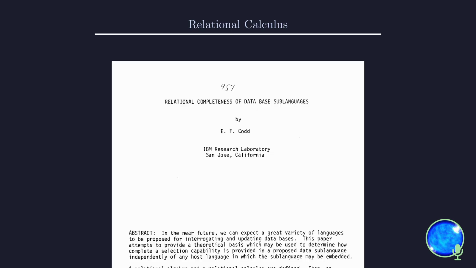Let's explore Codd's second language, the Relational Calculus. Please note that this section is mostly directly cited from Codd's original work Relational Completeness of Database Sublanguages, whereas the Relational Algebra section was derived from many sources and explained based on our understanding.